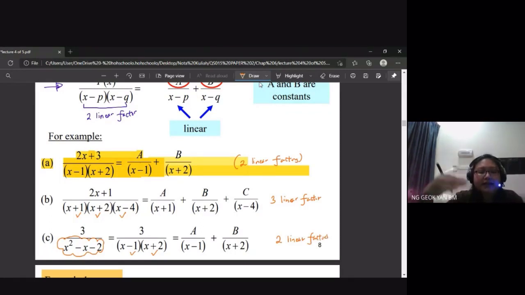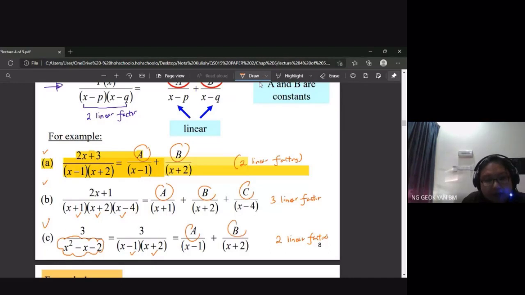Okay, did you notice that the number of factors from the denominator will determine how many fractions it will be decomposed into? So, you look at it. What did you notice there from the questions A, B, and C? On top they are all A, B, C, A, B.